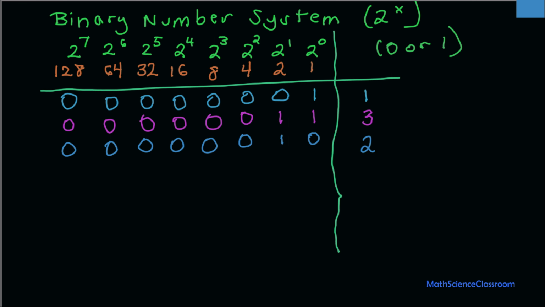The next number, 5. So I will start with the number 4. So we have 4, and then I'm going to skip the 2, and so we have 4 plus 1 is 5, and I will fill everything else out with zeros.